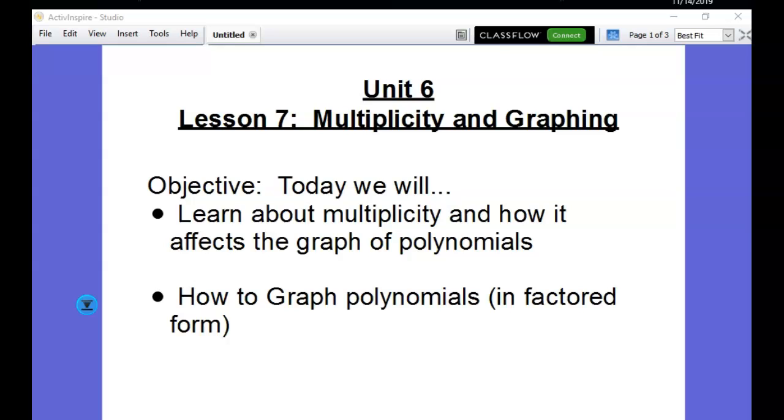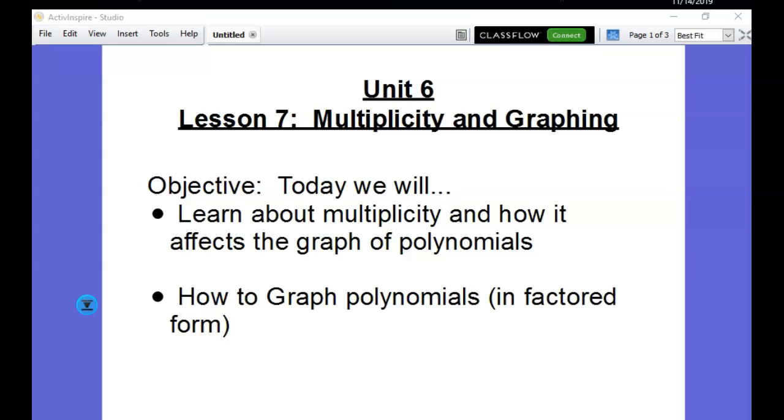All right, so we're talking about something called multiplicity. And then ultimately we're going to be using that to graph polynomials. Graphing polynomials is going to be a 2-day lesson. Today you're really getting the meat and potatoes of how to do it.